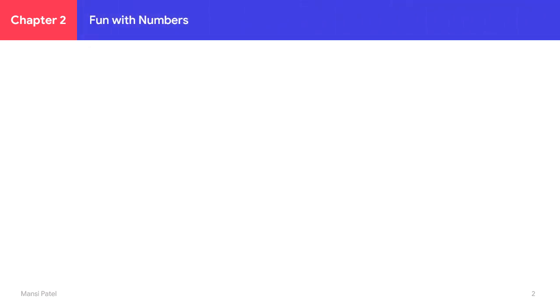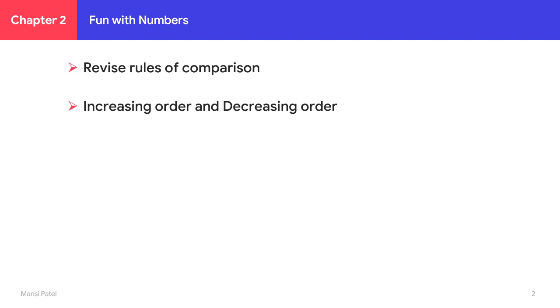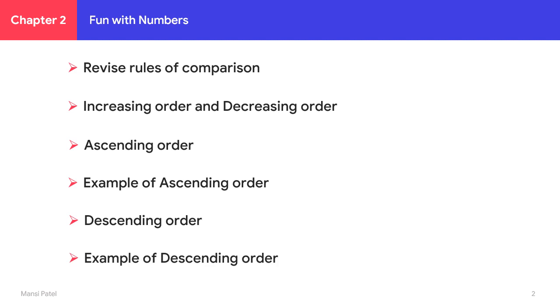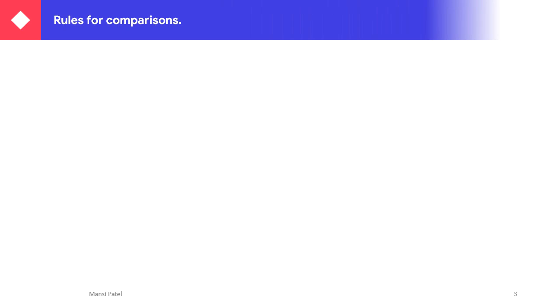So, in our chapter number 2, Fun with Numbers, we are going to first refer rules of comparison, then increasing order, decreasing order, then ascending order, then some exercise for ascending order, descending order, and again some exercise for descending order. Let us revise some rules of comparison.